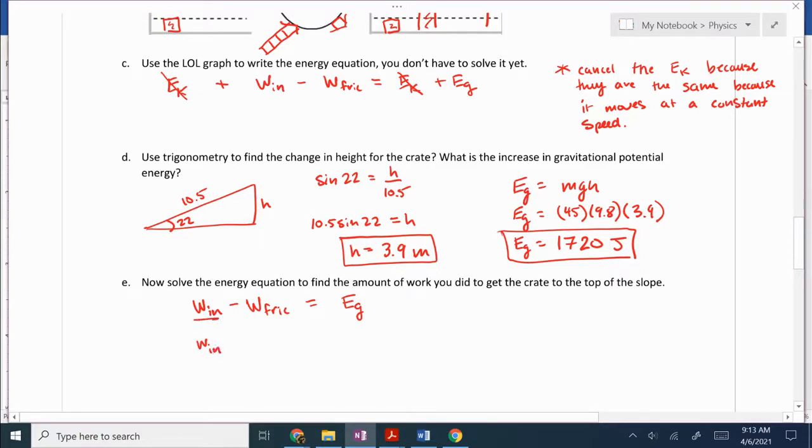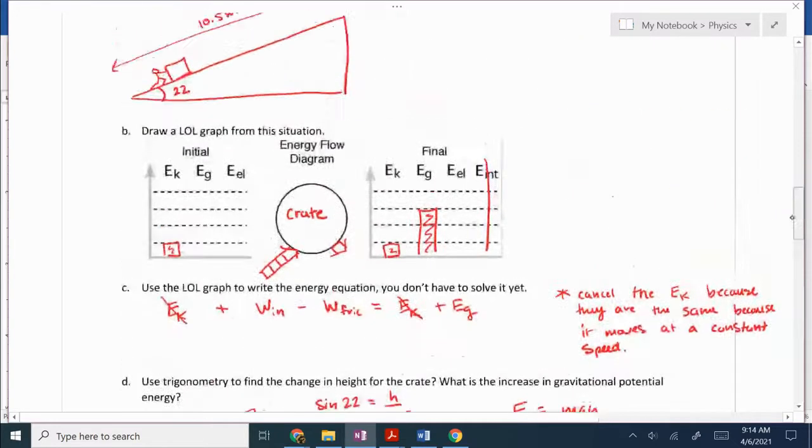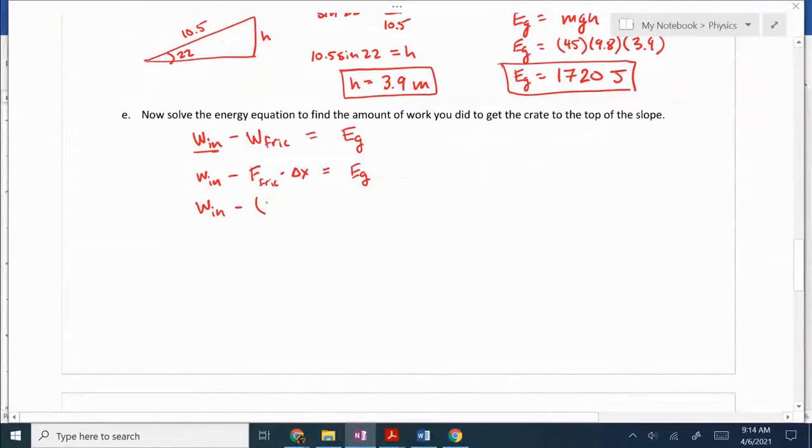Okay, so again, this is what we're solving for. So work in, we'll leave that there, minus the work due to friction. That is going to be the force of friction times the distance we pushed it, is equal to the gravitational energy, which we know, right? And the force of friction was given up at the very top, 157. So we'll put that in there, 157 times the distance we push it, which is 10.5 meters, right? That's the length of the ramp, is equal to the amount of gravitational energy.